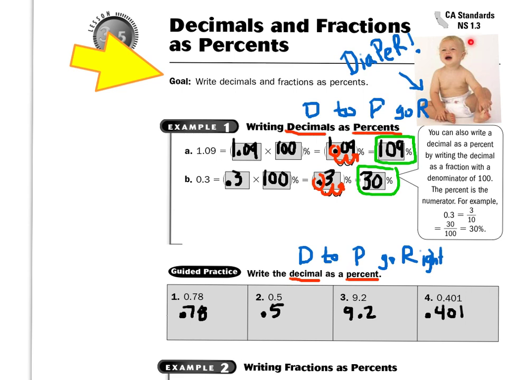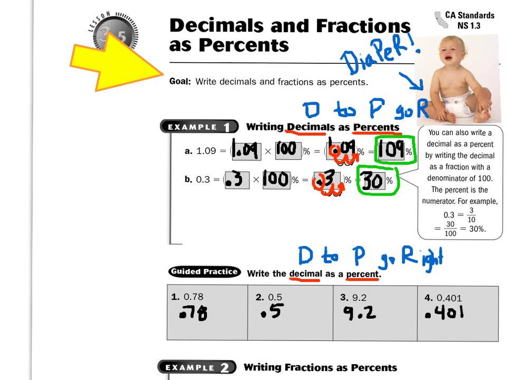So remember the baby, with his little diaper. Okay, today we're going to talk about why the diaper box. So take a look at example 1, writing decimals as percents. Well, notice how the decimals, I put a D, and I want to change it to percents, that's a P. Then I have to go right, like a diaper. D-I-A-P-E-R, diaper. So decimal to percent, we're going to move to the right.